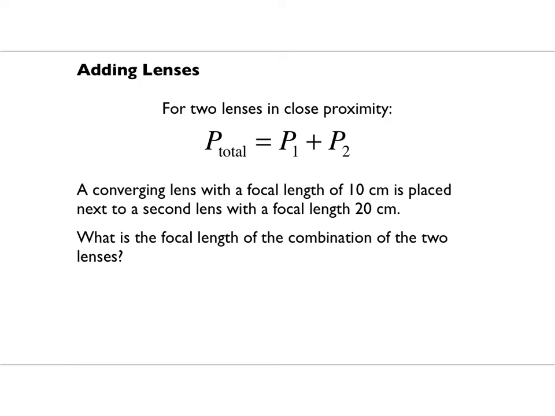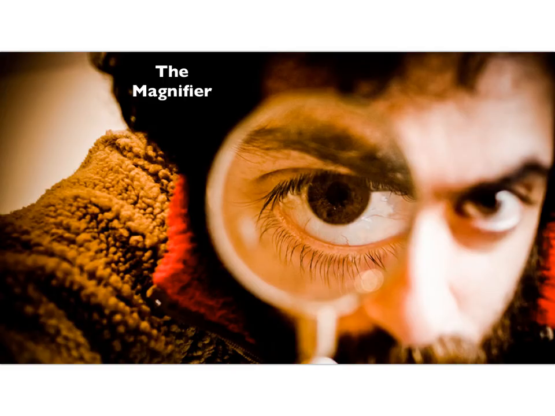Now remember, if you take two lenses and you put them in close proximity, you add their powers to get a total power. Okay? And we did something like this earlier. I just want to remind you about that. And that's how a magnifier works. So if you look at a magnifier, what you're doing is you're taking a converging lens and you put it right in front of your eye, and the power of the lens adds to the power of your eye. And if you have more power, that allows you to see something closer. And let's do a quick calculation to see how that's true.